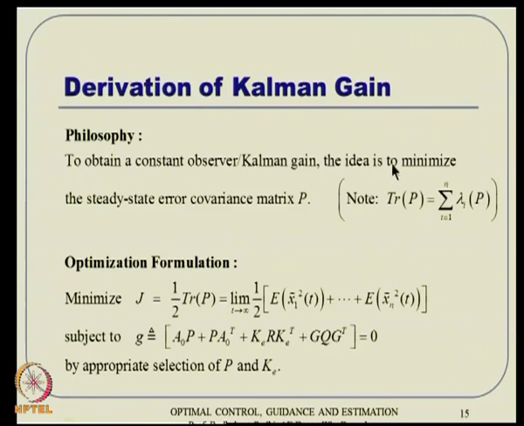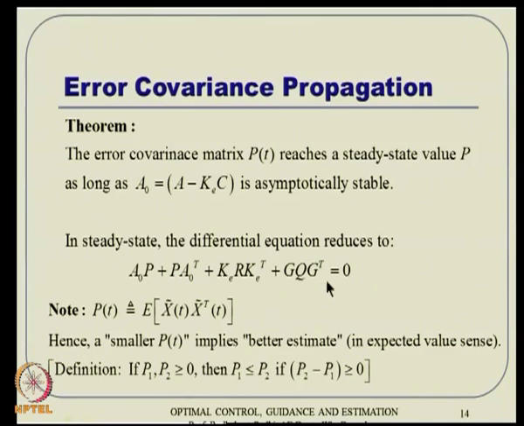Okay. So, that is how it is. What you are telling here is that we are interested in a steady state value which is smaller. That means we are interested in minimizing the steady state covariance matrix P. And what is the steady state covariance matrix P? It is the solution that comes out of this equation. Okay.